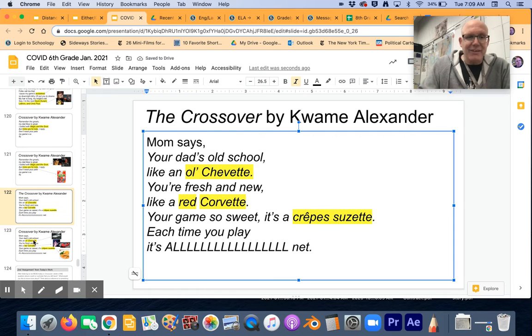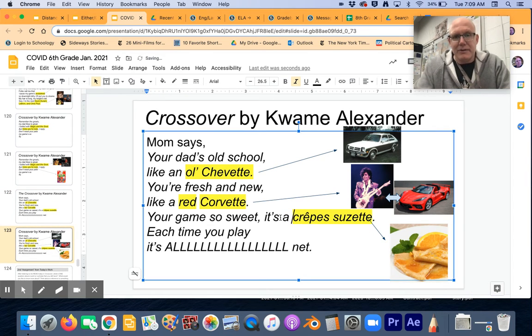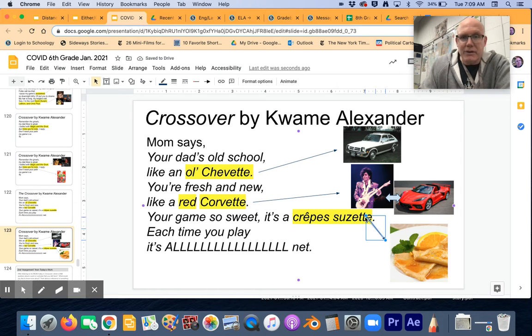Now, here's the thing, right? Sorry, I made some mistakes here. The thing about this is the crepe Suzette, red Corvette, old Chevette, these are all things I understand, but you may not, and you might have to do a little digging. And guess what? The internet is so easy, you can. So here's an example, right?